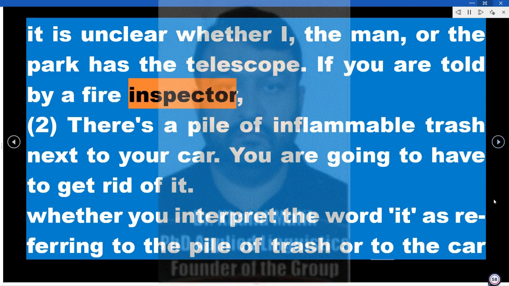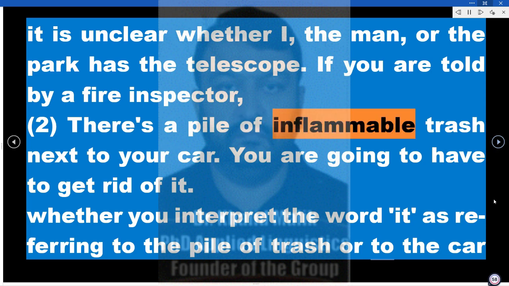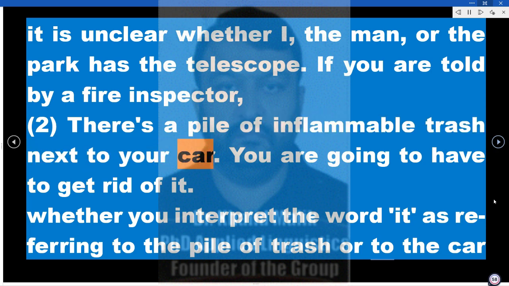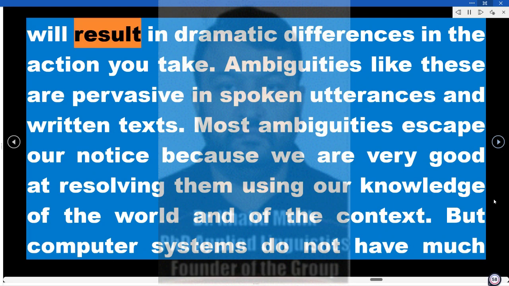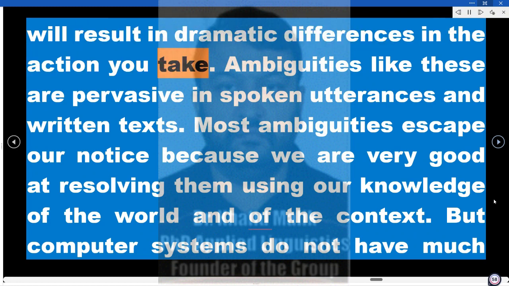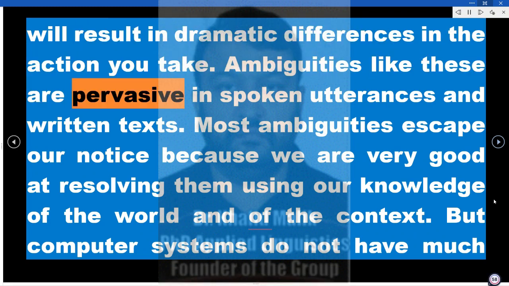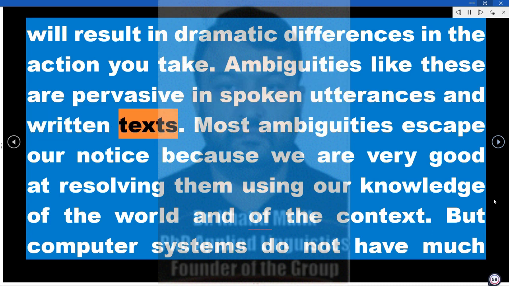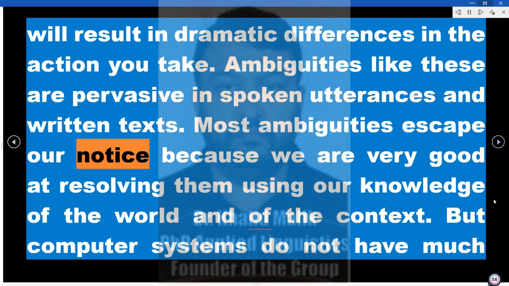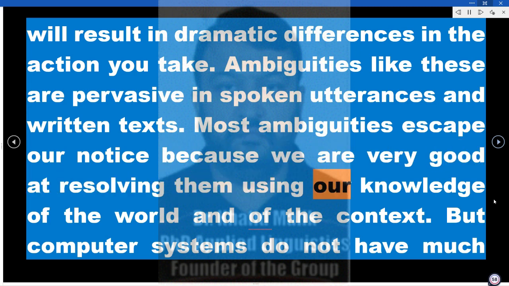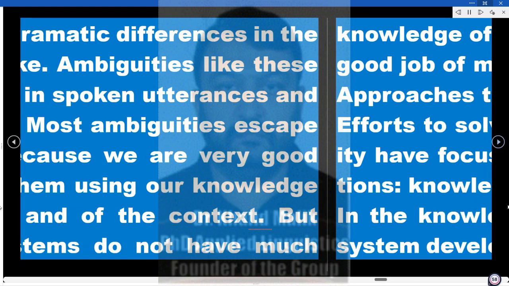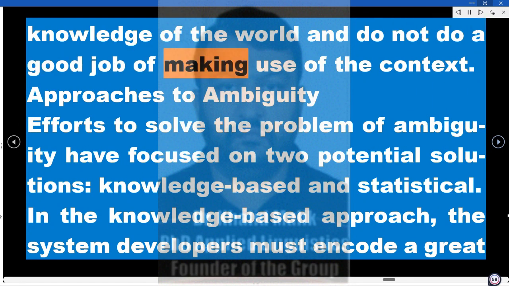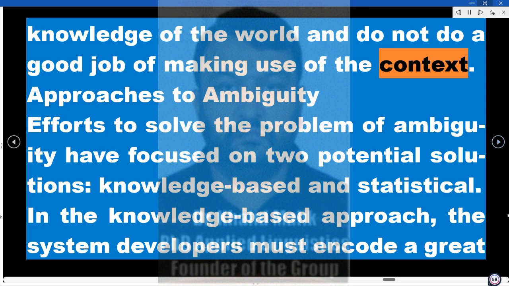If you are told by a fire inspector, 2. "There's a pile of inflammable trash next to your car. You are going to have to get rid of it," whether you interpret the word "it" as referring to the pile of trash or to the car will result in dramatic differences in the action you take. Ambiguities like these are pervasive in spoken utterances and written texts. Most ambiguities escape our notice because we are very good at resolving them using our knowledge of the world and of the context. But computer systems do not have much knowledge of the world and do not do a good job of making use of the context.